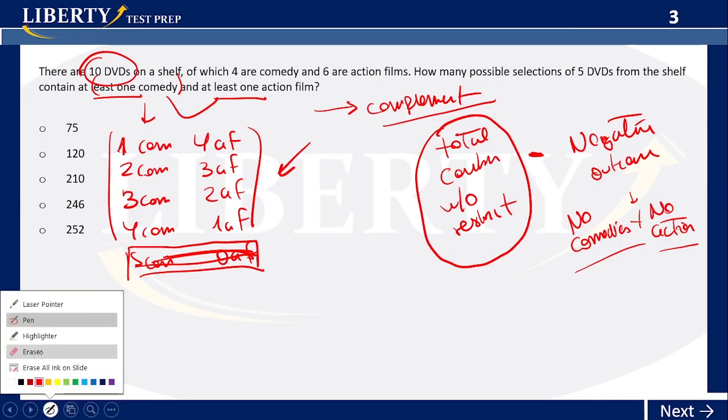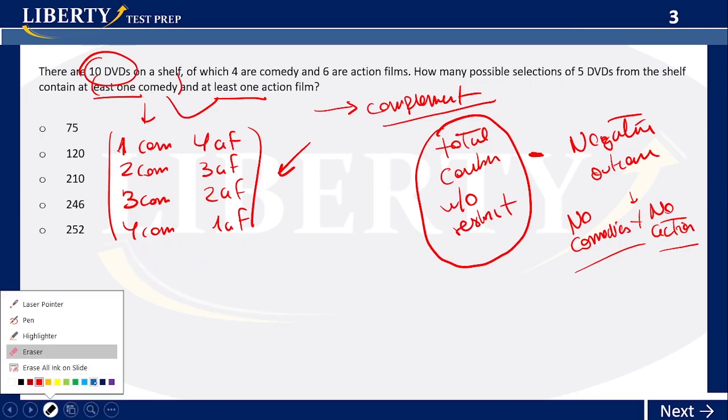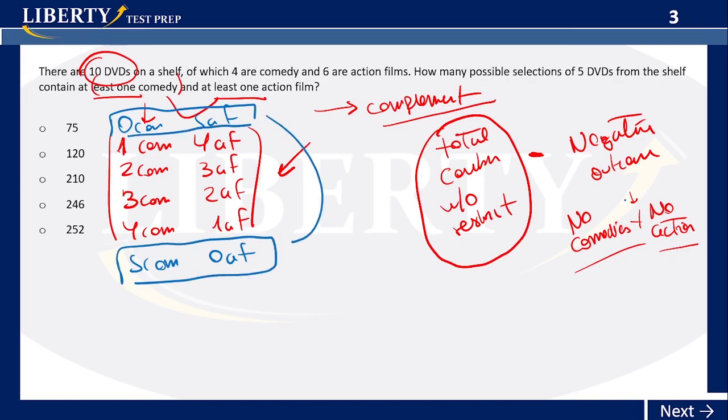Because if you get all the possible arrangements, right? Let me do this with a different color. You have 5 comedies, 0 action films, and here you have 0 comedies, 5 action films. So these are the ones we are going to get. We're going to subtract these 2 from the total, and we're just going to stay with the 4, right? That's the only thing that's going to remain. So that's the best way to do it, because in that case we have to do fewer operations.